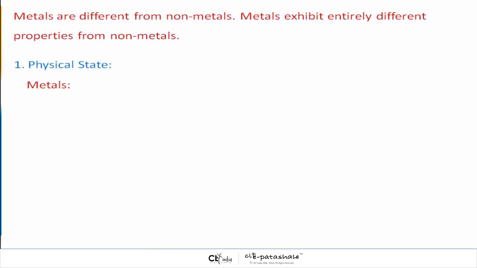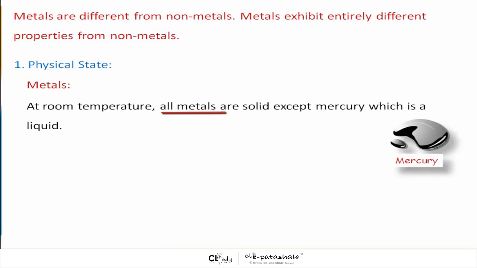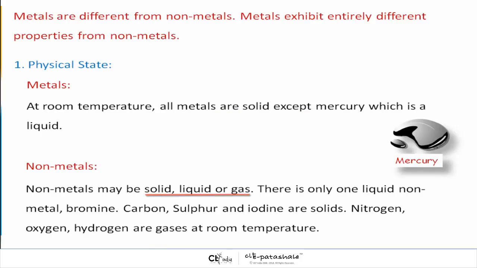Physical state. Metals at room temperature are solid except mercury, which is a liquid. Nonmetals may be solid, liquid or gas. There is only one liquid nonmetal, that is bromine. Carbon, sulfur and iodine are solids. Nitrogen, oxygen, hydrogen are gases at room temperature.